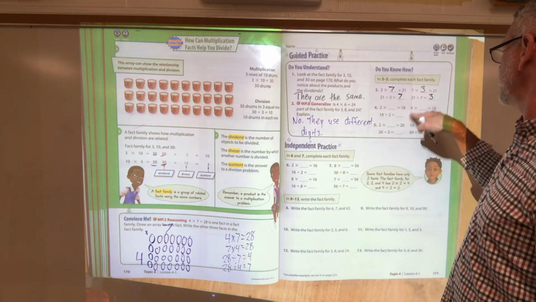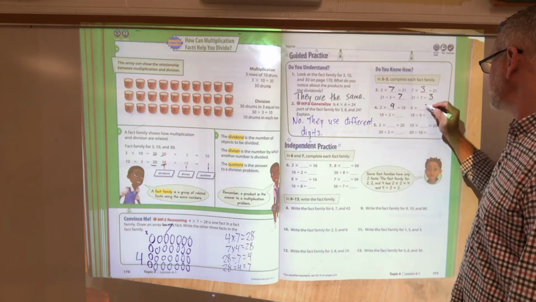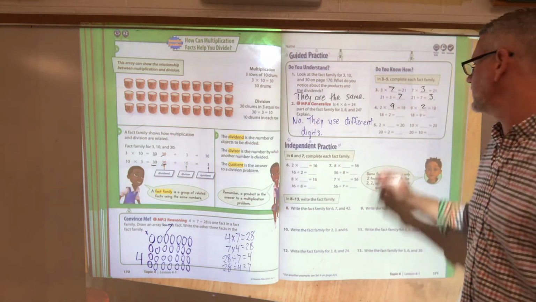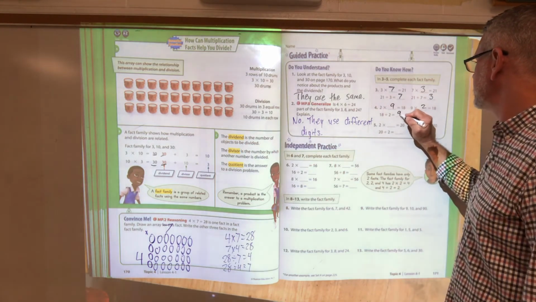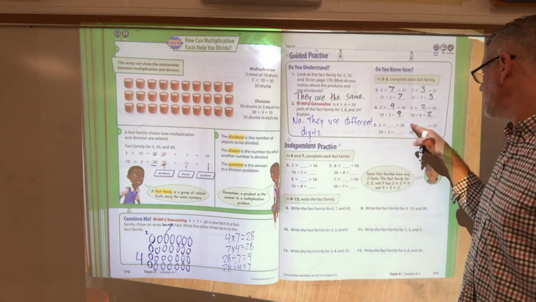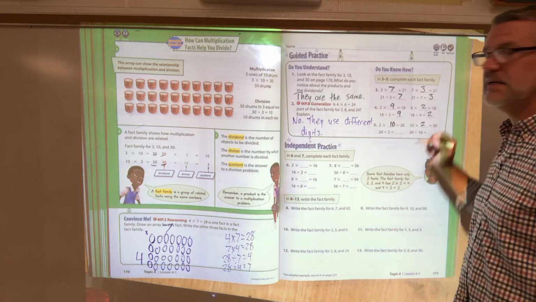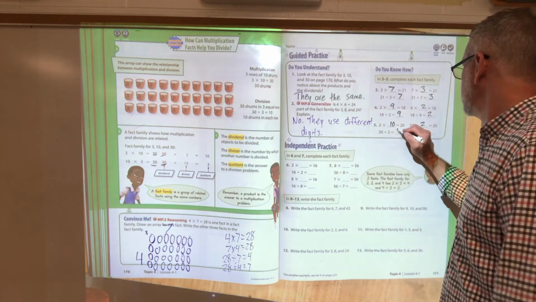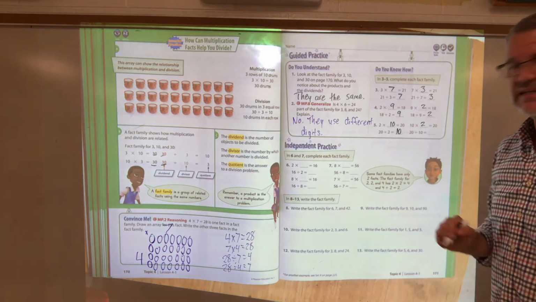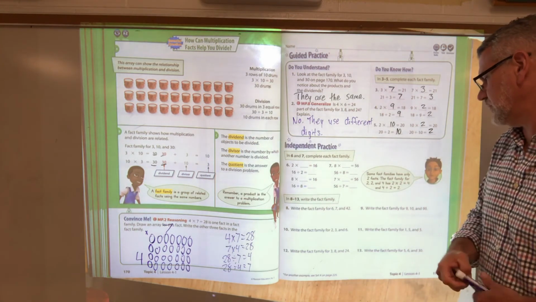Here we're using 2, we're using 9, and we're using 18. So just fill that in. 2 times 9 is 18, and 9 times 2 is 18. 18 divided by 2 is 9. 18 divided by 9 is 2. And here we've got 2, 20, and 10. So 2 times 10 is 20. 10 times 2 is 20. 20 divided by 2 is 10. And 20 divided by 10 equals 2.